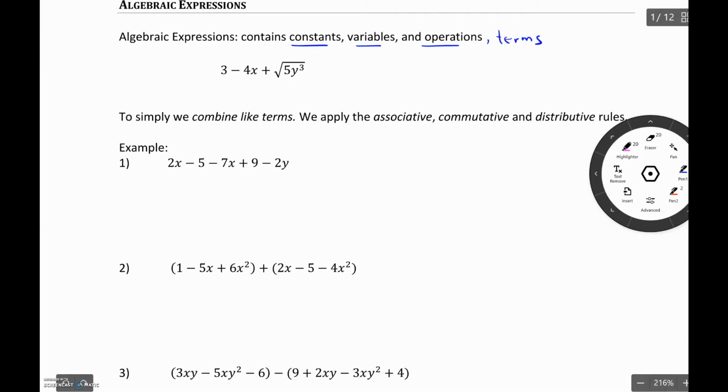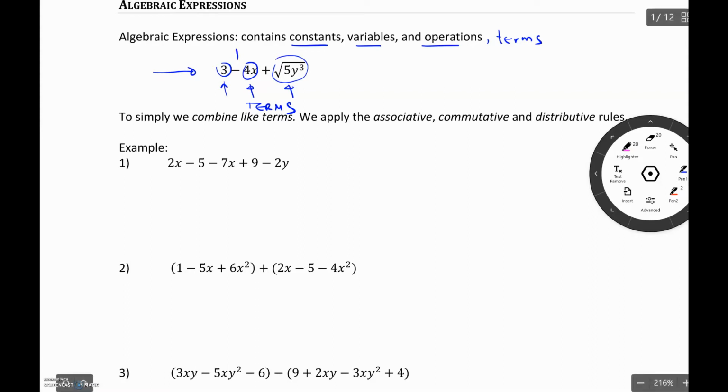So let us look at this right here. Now this is actually an algebraic expression. It has 1, 2, 3 terms. The first term is the 3, the second term is 4x, and the third term is the square root of 5y cubed. How do we know they're terms?